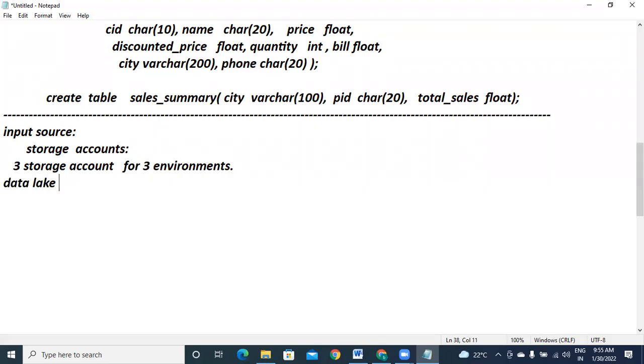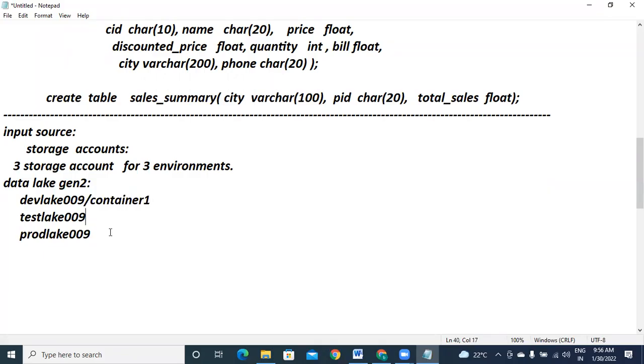That too you are going for Data Lake Gen 2. Dev lake 009. Let's say test lake, QA lake or test lake 009 and prod lake 009. Containers are constant.